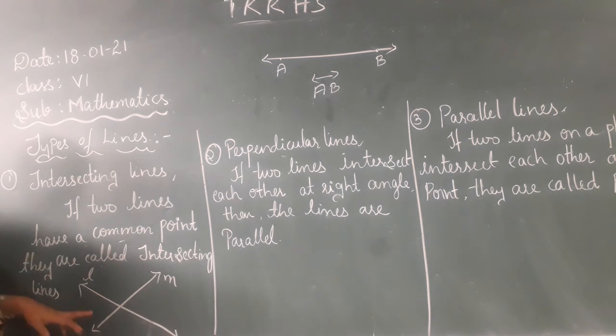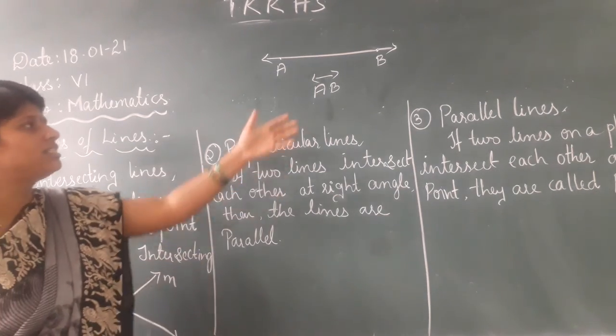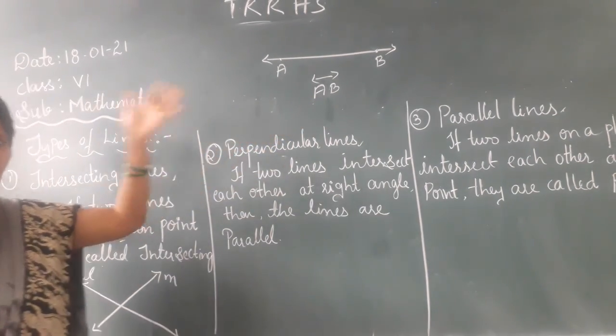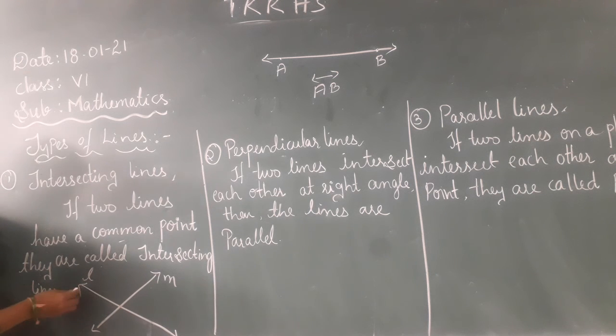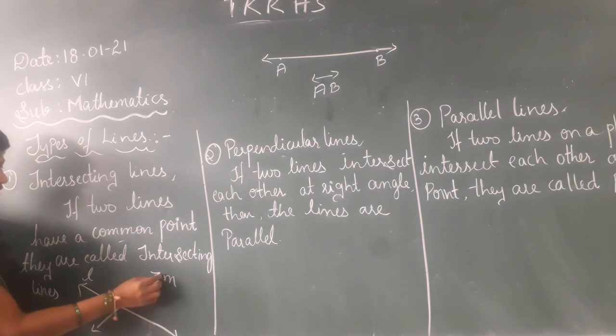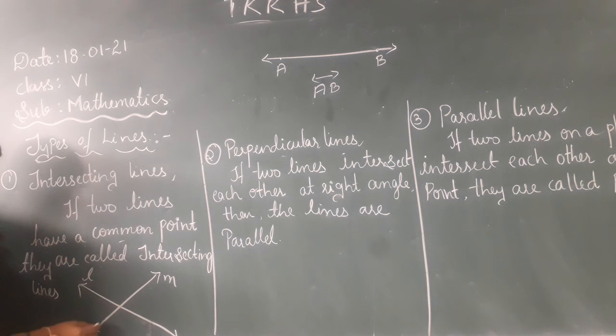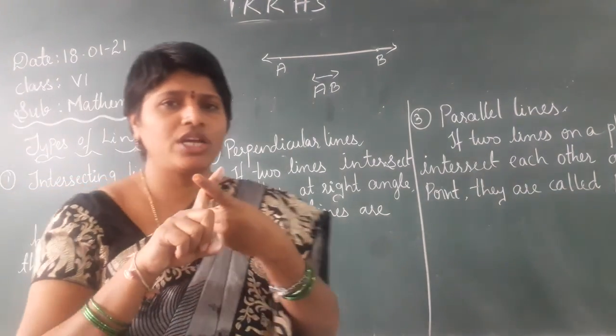You can name a line with small letters L, M, N, O like that, or else in this way, A B is a line. In both ways we can represent a line. Now here two lines are there, L and M, and they are intersecting at one point. This is your common point. Let us name it O. If two lines intersect at one common point, we say these types of lines are called intersecting lines. Many more you can show like this.